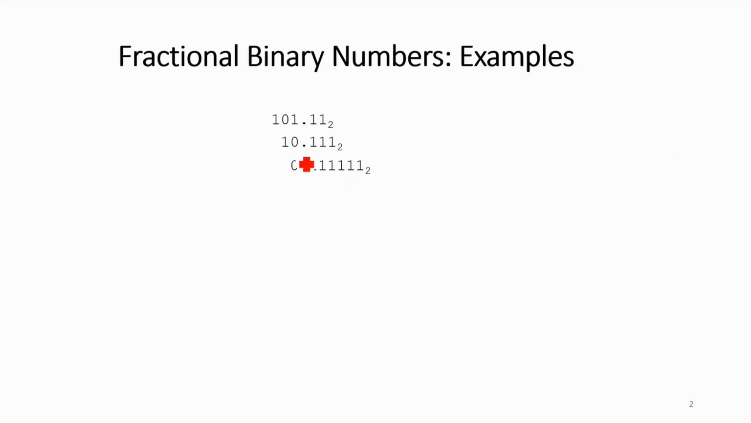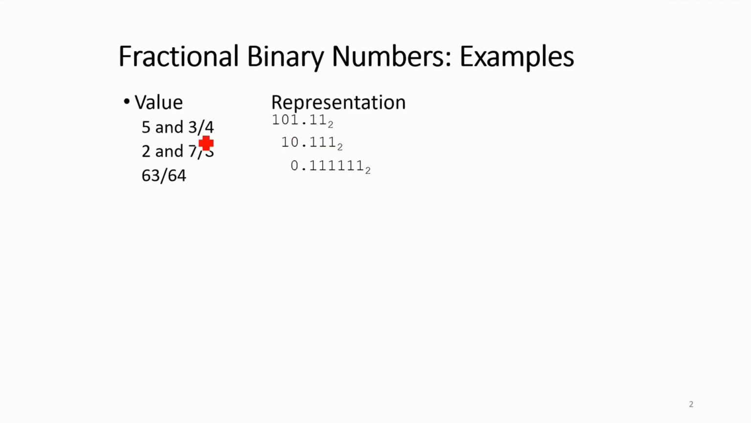And what is its equivalent? You can see its decimal equivalent is 5 and 3/4. So this number has 5, and the fractional part is 3/4. Similarly, this number is 2 and 7/8. You can write it as 5 3/4, and this one is 2 7/8. Similarly, this number is 63/64. So this is how we can represent binary numbers.